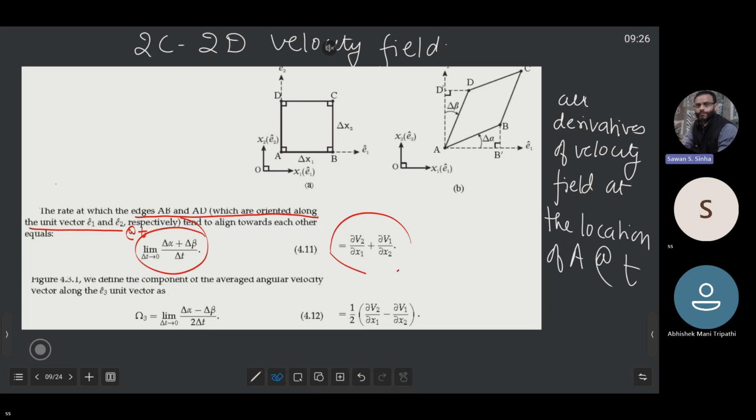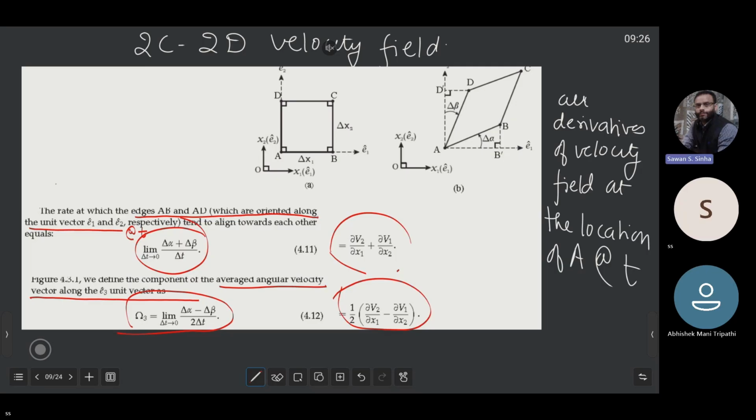And then I defined another quantity, the average angular velocity vector of this fluid element. I defined it to be like this: delta alpha minus delta beta by 2 delta t. It turned out to be this. Again, there are cross terms, but there is a minus term.